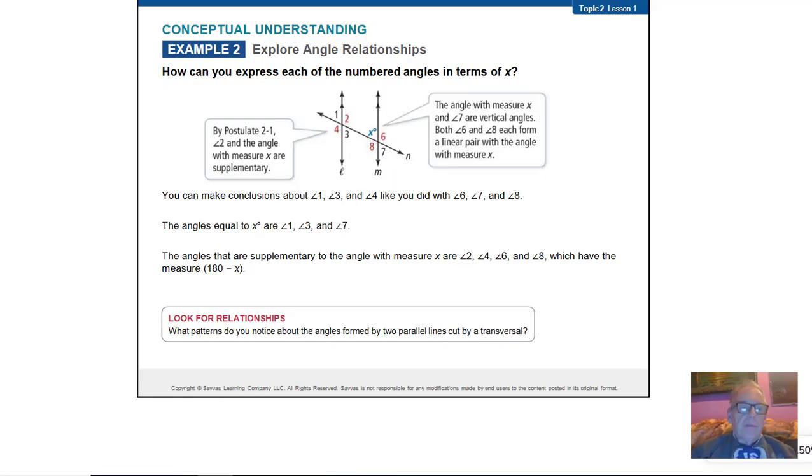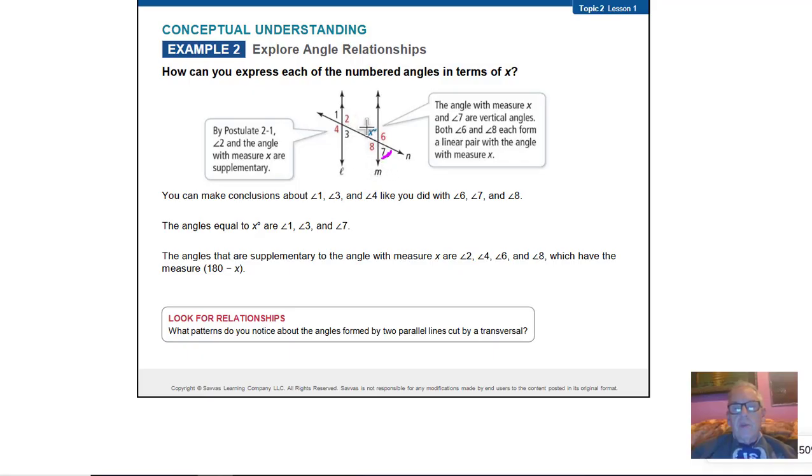So angle 7 is congruent to x because it's a vertical angle with x. 7 is supplementary to 6 and to 8. Let's see. Angle 2 is also supplementary to x because by the postulate, these two need to add to 180 degrees. Same side interior angles are supplementary.